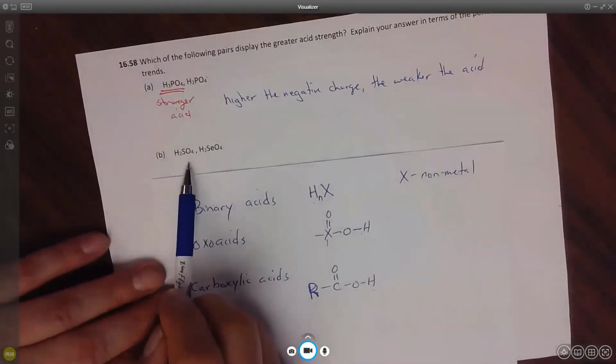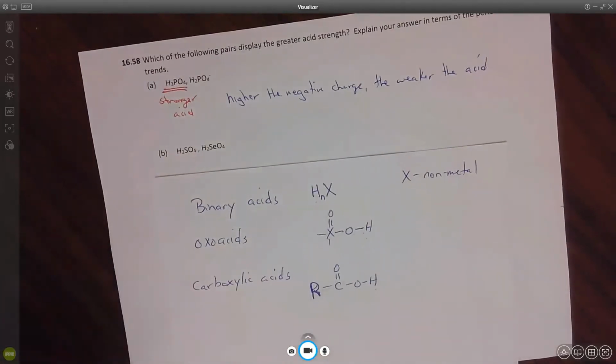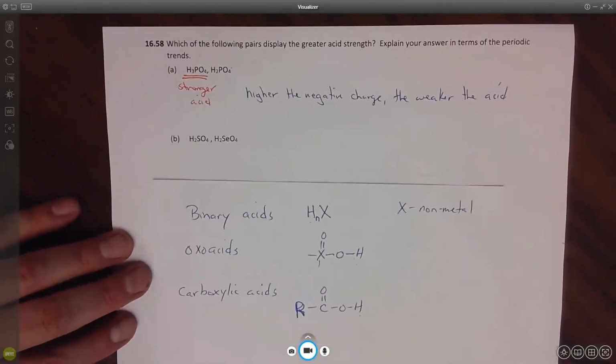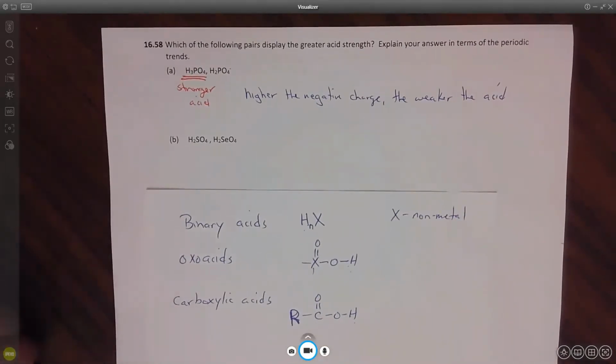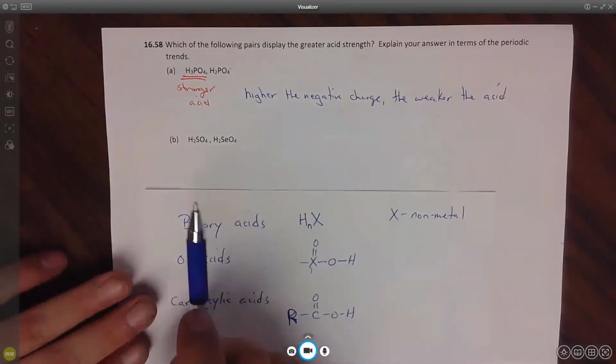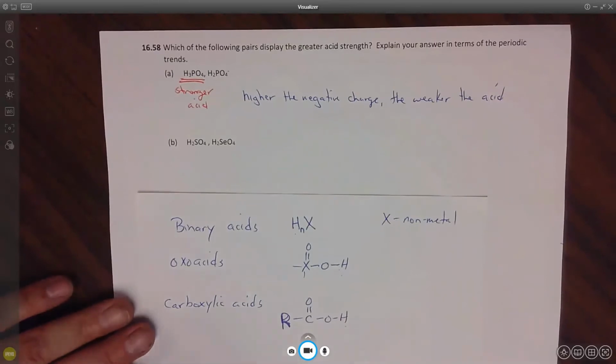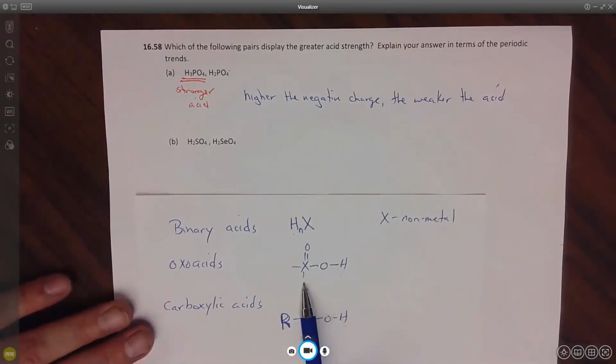So, are these oxoacids, binary acids, or carboxylic acids? Would it be binary acids? Binary means there's only two elements. Does this only have two elements? Oh no, oxoacids. It is going to be an oxoacid. It's going to be this type of acid.